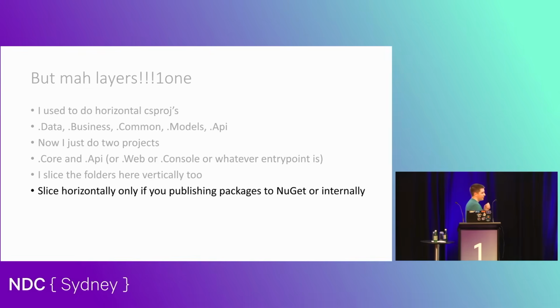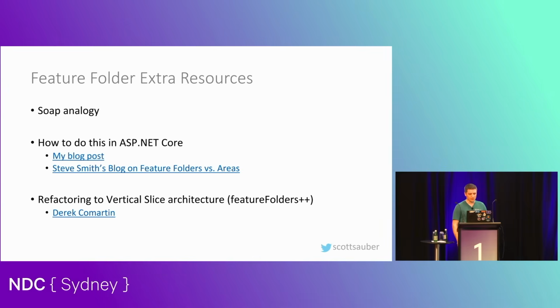Now, I will say, when I say all of this, I'm specifically targeting when you have a project that's used just for a single application or a single API or whatever the case is. However, if you publish internal NuGet packages or even on NuGet.org, it may make more sense to slice things horizontally and have a models project or something in case somebody just wants the models for, let's say, getting your responses or things like that. So if you do have that situation, then it might make sense to slice horizontally, but I find most applications usually aren't in that situation. So a lot of times I'll just slice vertically.